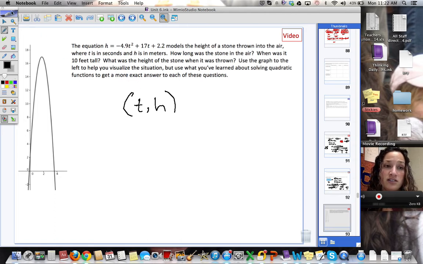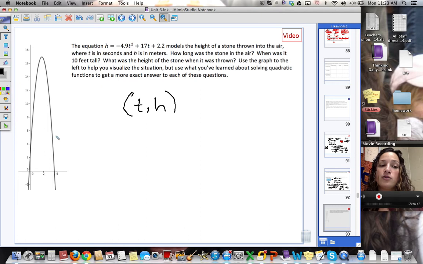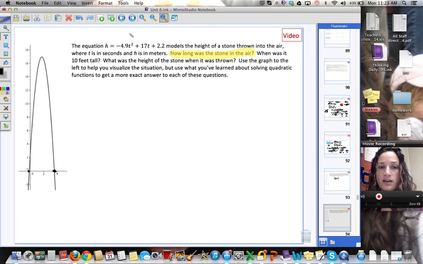The first thing I just want to notice is this graph. Whenever you throw an object, you will get a parabola. If you think about it, it starts at the ground, it comes up. This is the shape of something if you throw it in the air. It comes up, and then it comes back down to the ground. So anytime that we throw something in the air, we're going to get a parabola. We're going to work with that later. So the first question is, how long was the stone in the air?